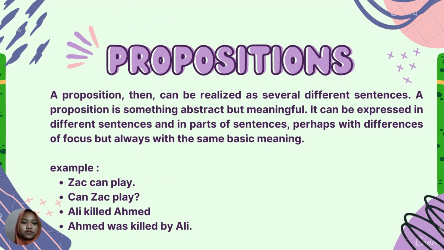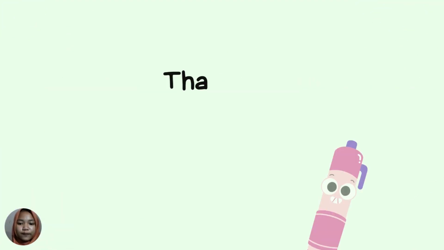Proposition. A proposition then can be related as several different sentences. A proposition is something abstract but meaningful. It can be expressed in different sentences and in parts of sentences, perhaps with differences of focus, but always with the same basic meaning. Example: Zack can play. Can Zack play? Ali killed Ahmed. Ahmed was killed by Ali.